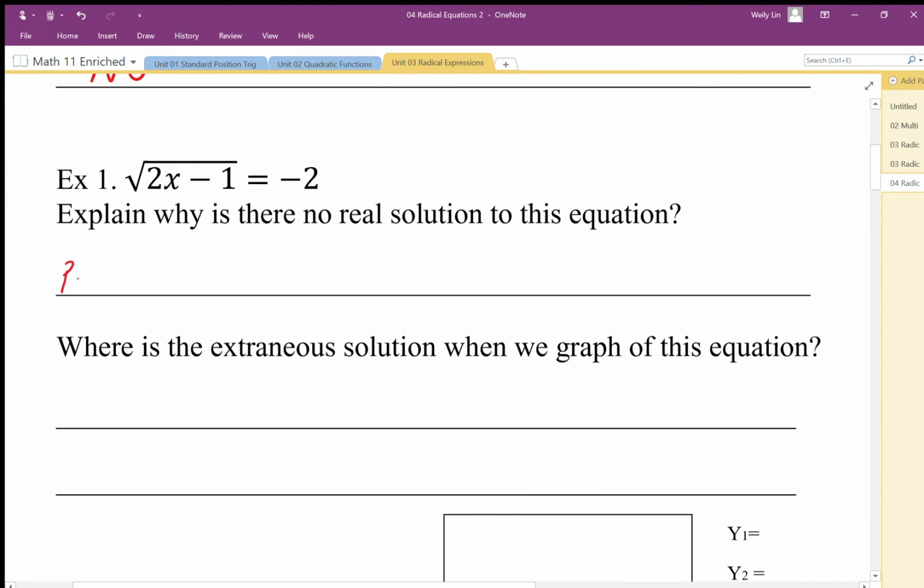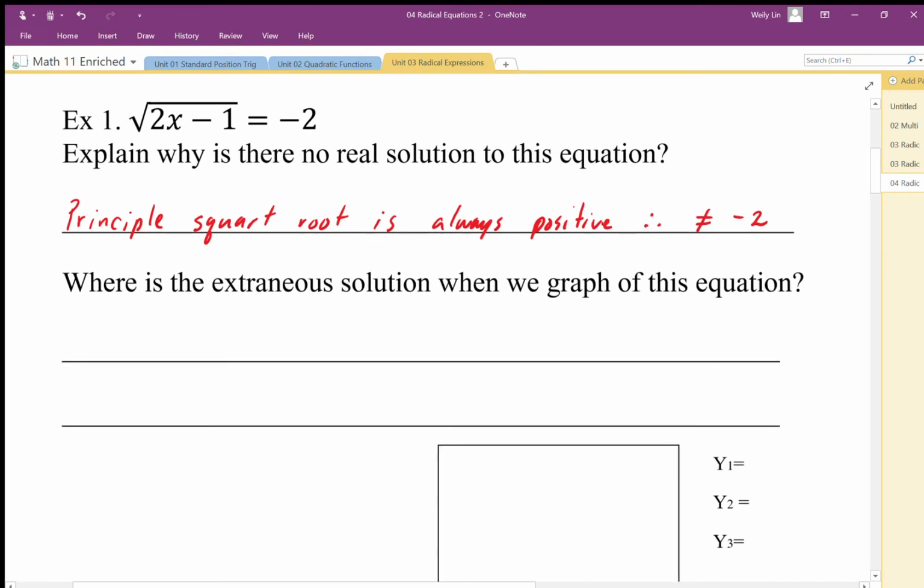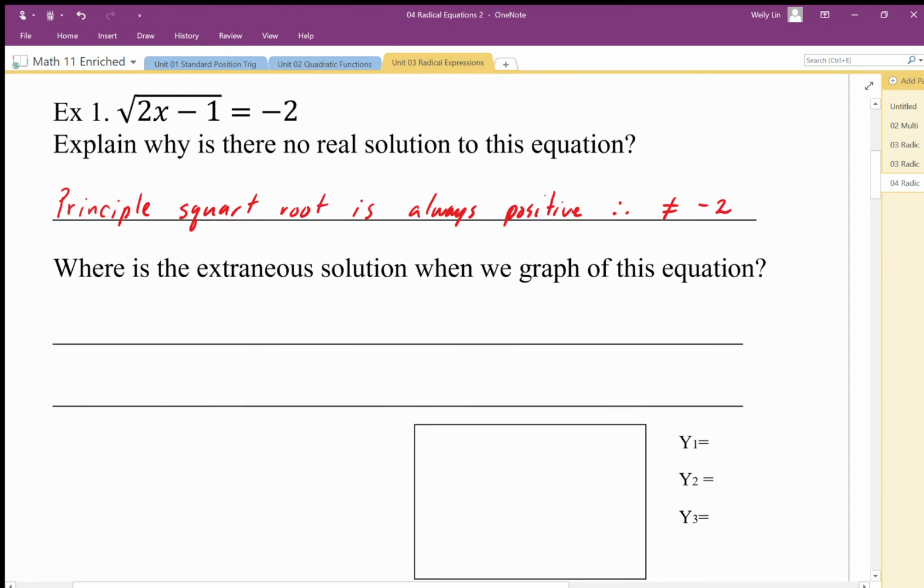So the principal square root is always positive. That means that it cannot equal -2. Therefore, not equal to -2. It's not possible. So if I were to graph this then, where would the extraneous solution show up? We should start getting an idea what these radical equations look like.